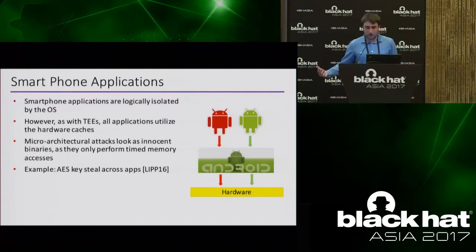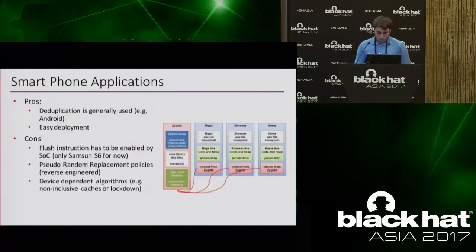More than that, the main advantage that I see in this scenario is that you can embed an attack into an innocent-looking binary, and basically get online repositories not to detect it as malicious, right? Cache attacks, or microarchitectural attacks in general, don't look that malicious. So yeah, we have seen AES key theft across applications in this kind of scenario.